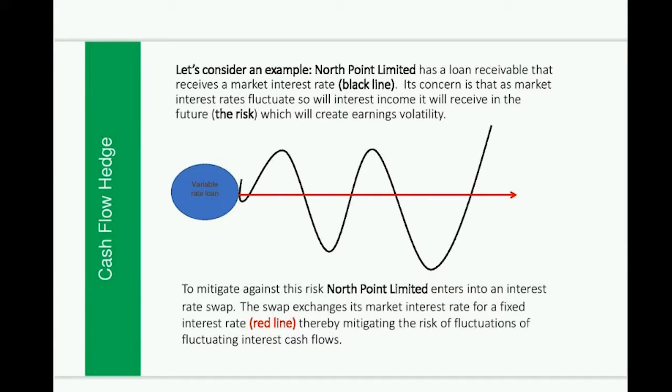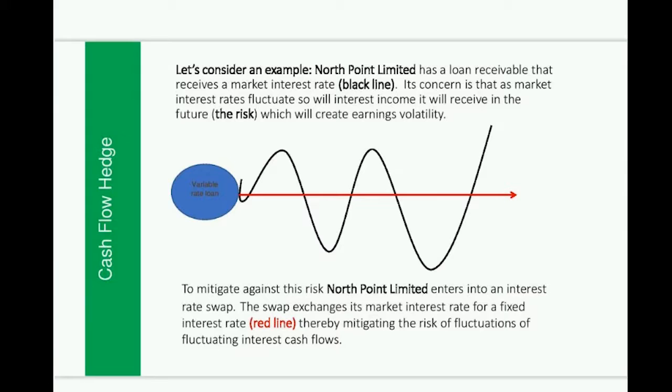Then effectively, they could also enter into an interest rate swap, except in this case, they are swapping out a market interest rate for a fixed interest rate. So now that gives them absolute certainty as to what amount of interest they'll receive over the duration of this loan, and thereby they would have mitigated or hedged the risk that they're concerned about.